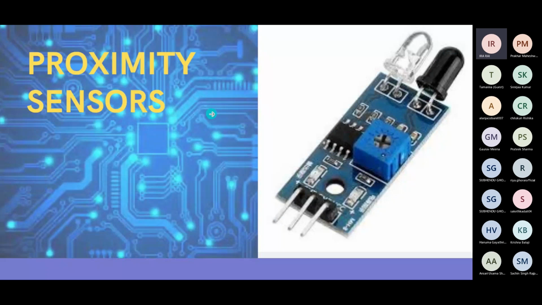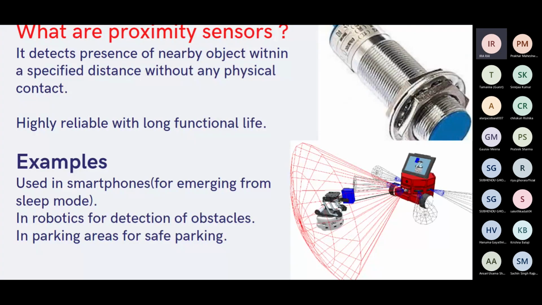So let's start with proximity sensors. So what are proximity sensors? These are the sensors which detect the presence of nearby objects within a specified distance. The distance can vary from sensor to sensor. It can be from like 2 inches to 10 mm or 30 mm, without any physical contact. Because of this very reason, these sensors are highly reliable and they have a long functional life. Also, none of the proximity sensors include any moving part. So because of all this, they have a long functional life.